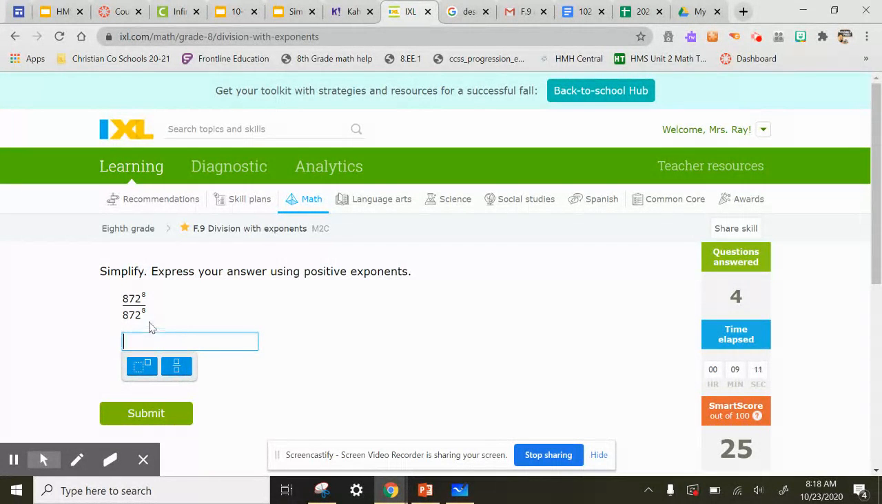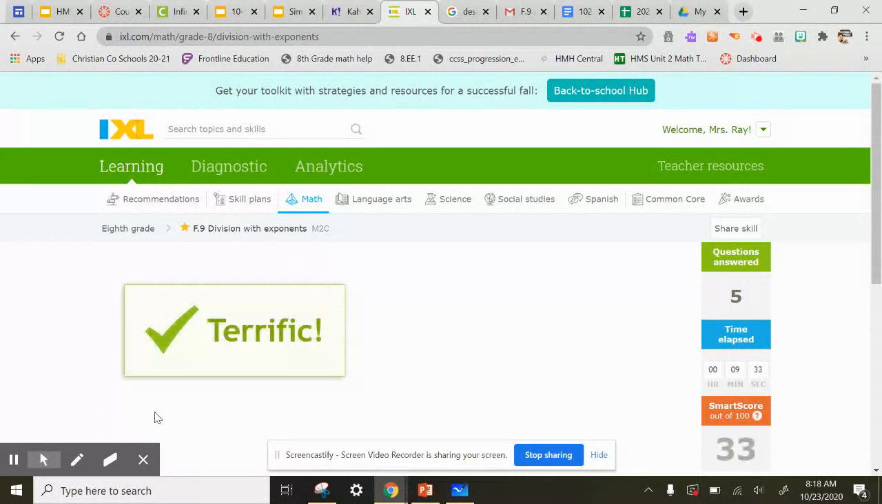So let's try again. I got 872 and 8 minus 8. Okay. Actually, this one would give us an answer of 1 because anything divided by itself is 1, but it wants us to use positive exponents. So I'm going to type 872. My exponent is going to be 0, and then I will submit.